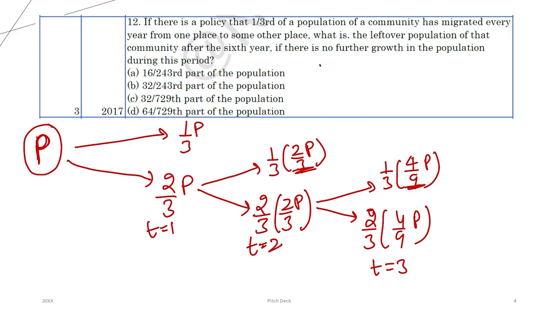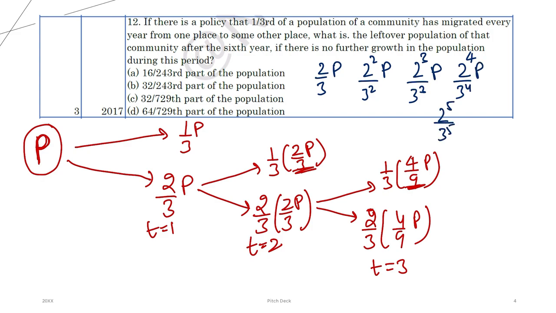At the end of the first year, we have 2 by 3 P population left. At the end of the second year, we have 2 square by 3 square. At the end of the third year, 2 cube by 3 cube. At the end of the fourth year, 2 to the 4 by 3 to the 4. At the end of the fifth year, 2 to the 5 by 3 to the 5 P. At the end of the sixth year, we have 2 to the 6 by 3 to the 6 of P. This is the population that is remaining in the community.